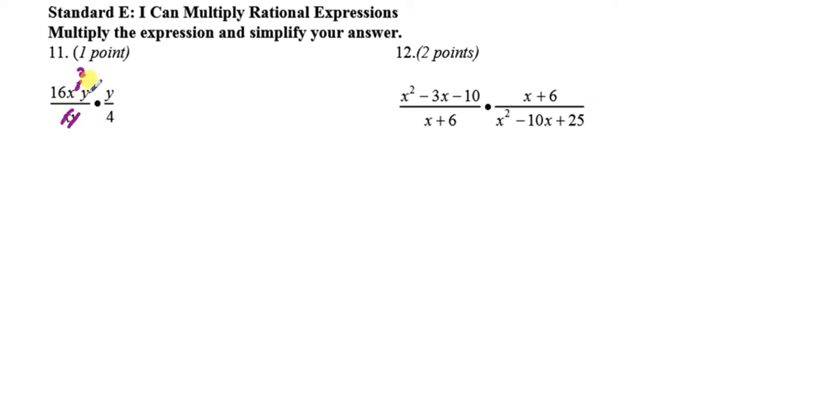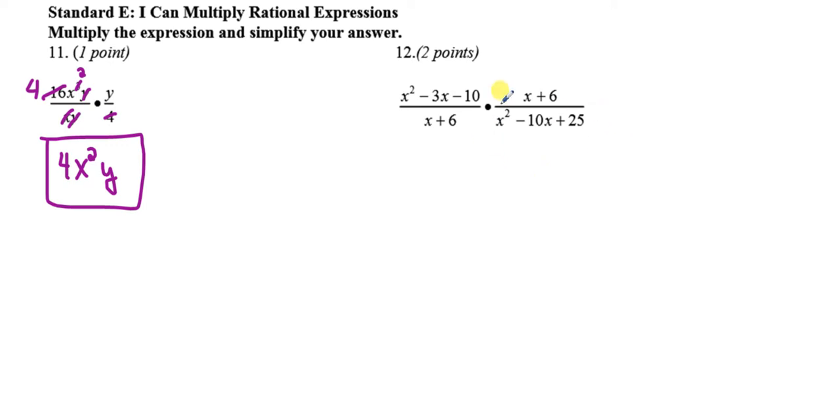There's a y on the bottom, y on the top. 16 and 4 factor down into 4. So I end up with 4x to the second. It's kind of hard to see, but everything canceled off the bottom. And there's my final answer.